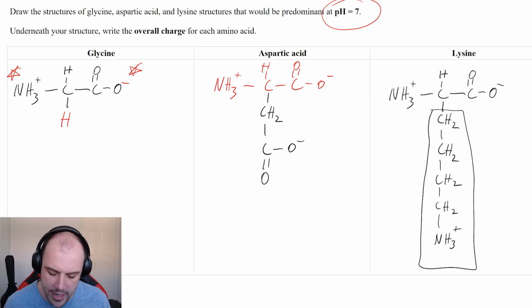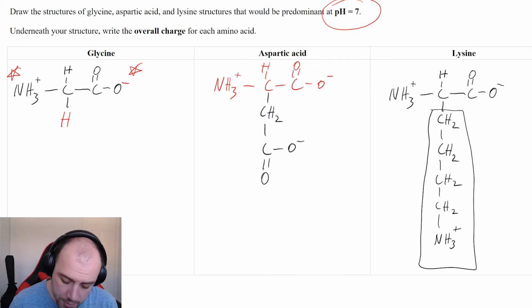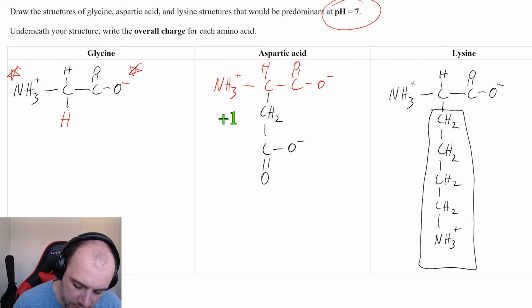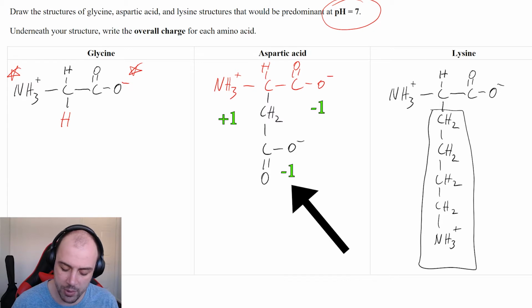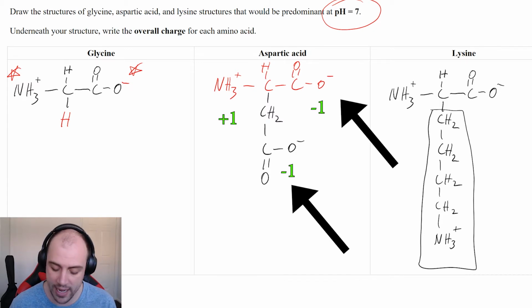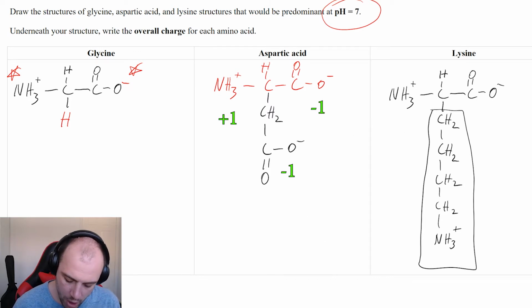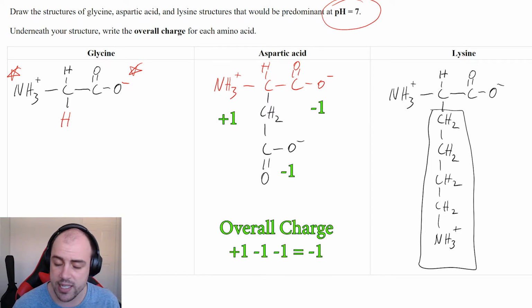It is neutral. Now, looking at aspartic acid, our quaternary ammonium group, that is going to be +1. Our R group here and the carboxylate in the backbone of the amino acid, they are both going to be negatively charged, which means the overall charge for aspartic acid at pH 7 is going to be -1.